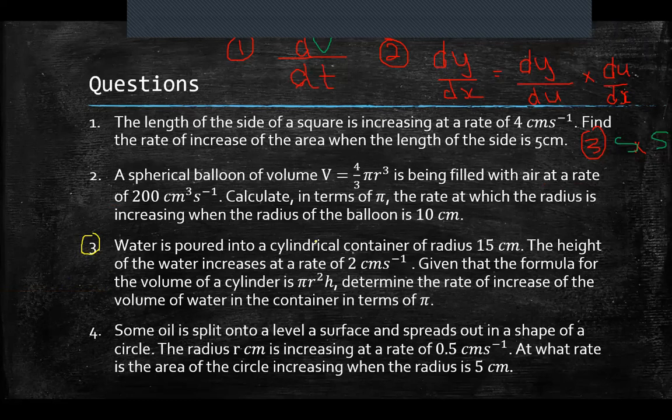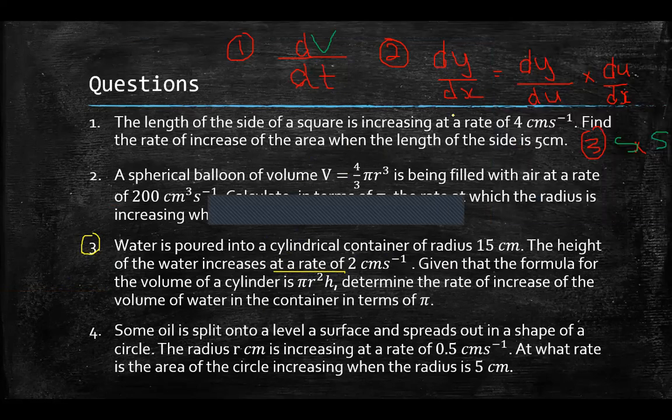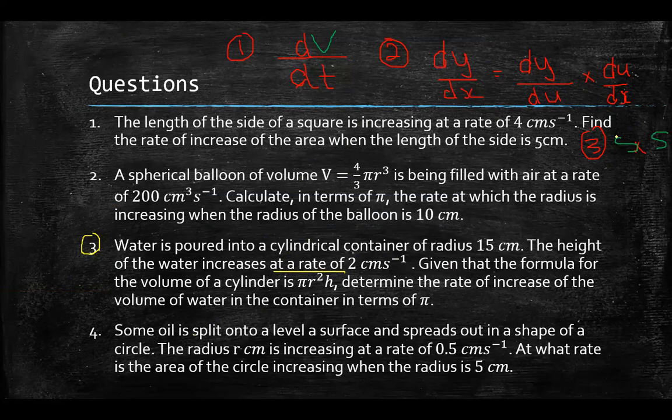So because this is a rate question, how do I know that? Because I see this right here, at a rate of. So I know I need to find out these three things, this, this, and this. Because it's a rate question that I'm dealing with, right?